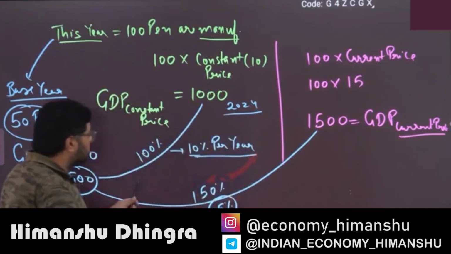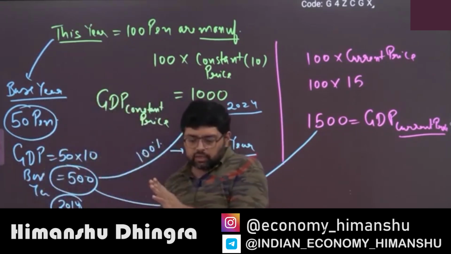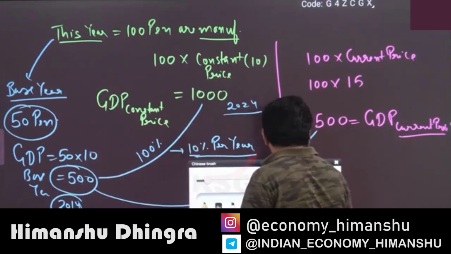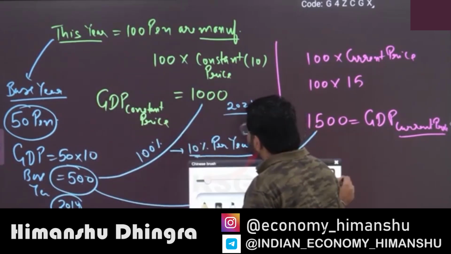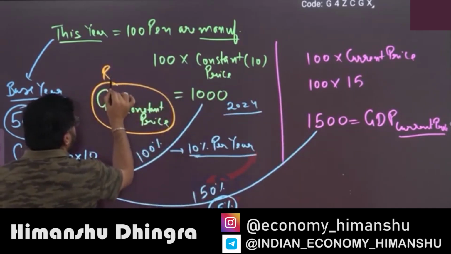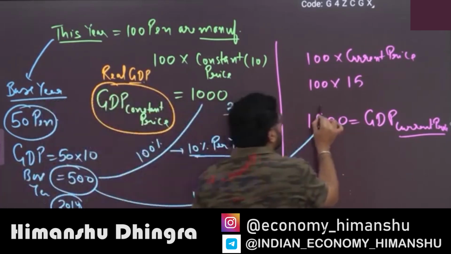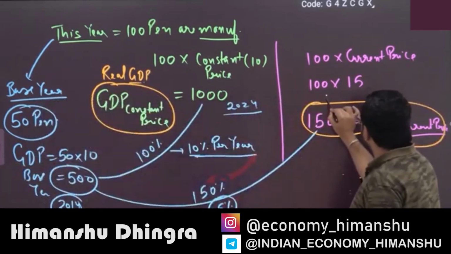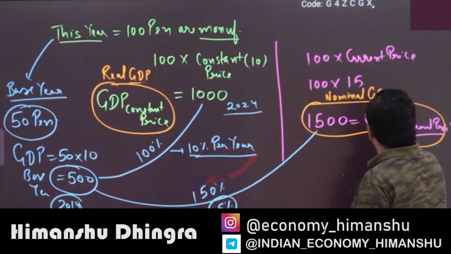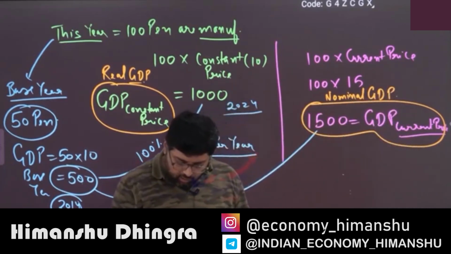Okay, so this is what you have to understand. Ultimately when we calculate GDP by taking into consideration constant prices, we call that GDP real GDP. So this is called real GDP, and this is called nominal GDP. This is the difference between real GDP and nominal GDP.